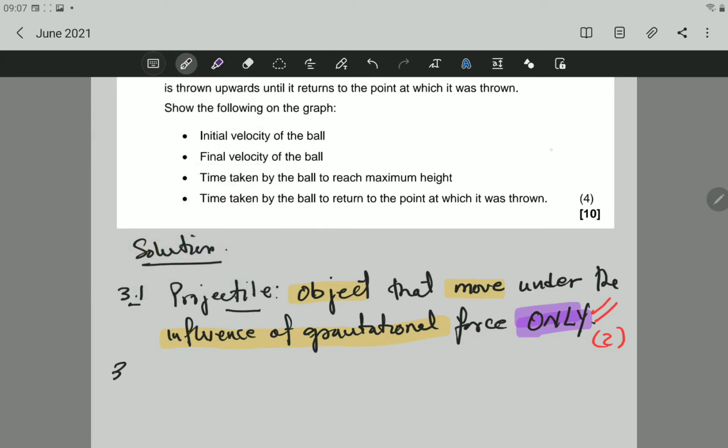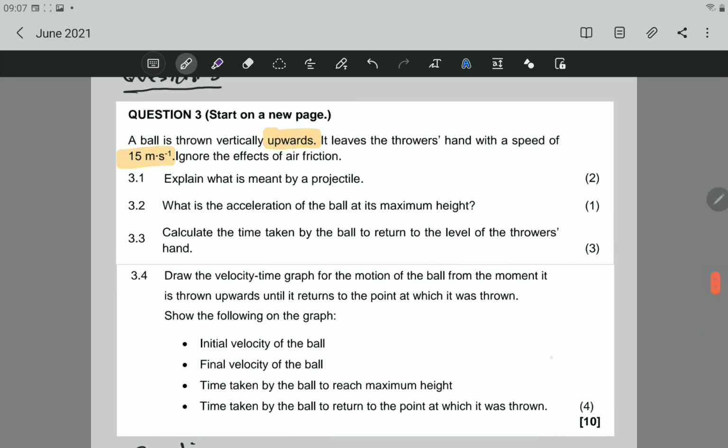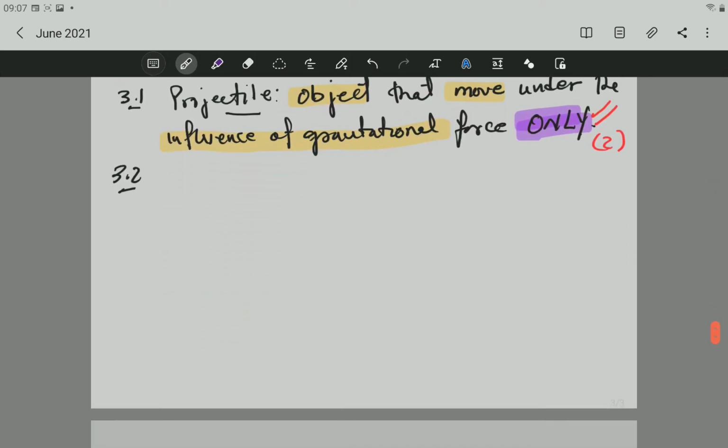Now, 3.2 says, what is the acceleration of the ball at its maximum height? Before we do that one, let's sketch the situation. We have a ball that is being thrown upward. I'm going to count the hand of the thrower as the reference point, at the 0 position, the initial position of the ball. This ball is going to move up a certain height, and then obviously it's going to return to the starting point. The initial velocity of the object is 15 meters per second.